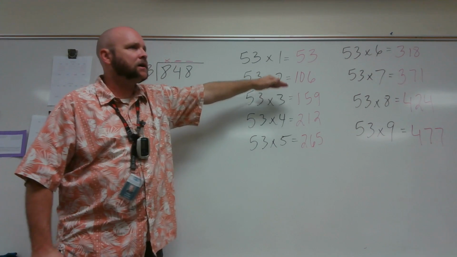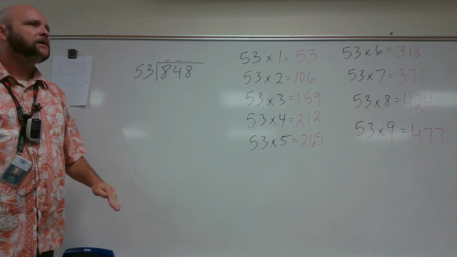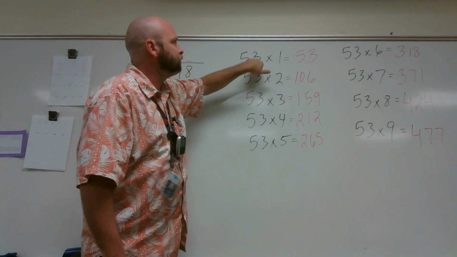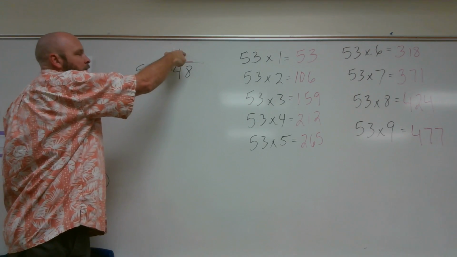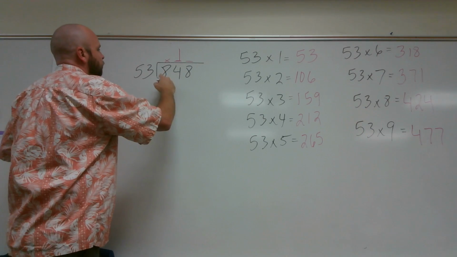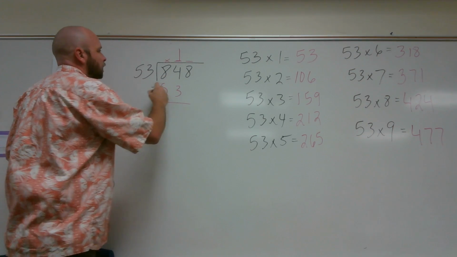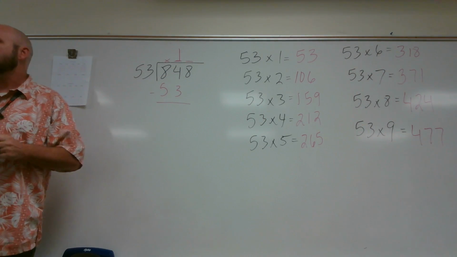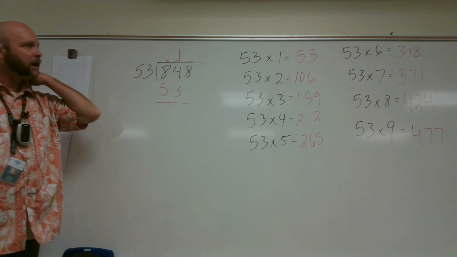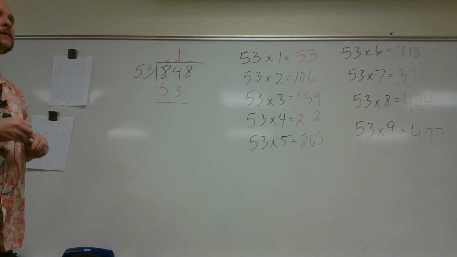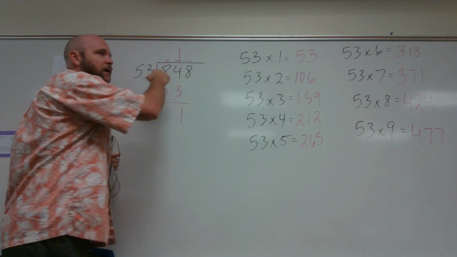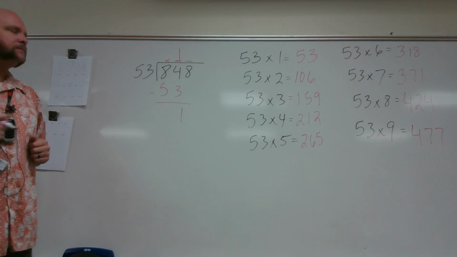53, 106, 159. 53, and that's 53 times 1. That means the 1 needs to go at the top. Then we multiply. 1 times 53 is 53. And then we subtract. Nevaeh, what is 4 subtract 3? 1. Excellent. And 8 subtract 5? 3.